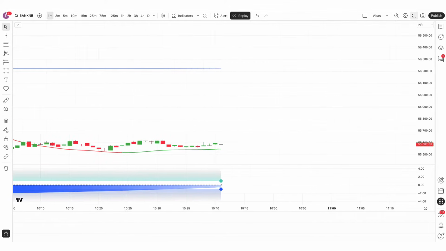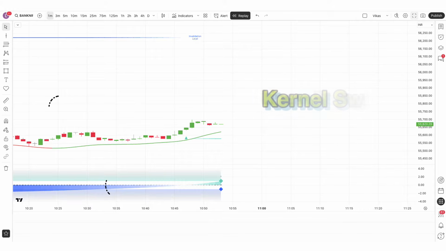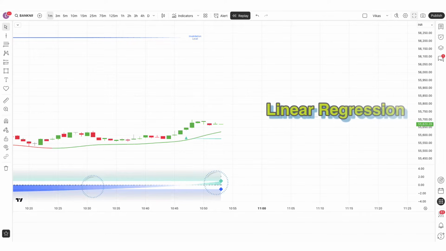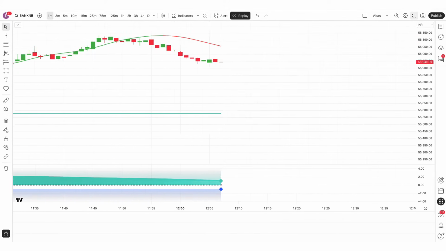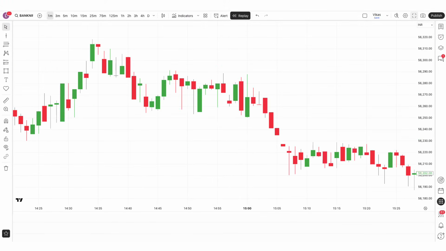First of all, let us know about trading tools. The green and red color lines indicator we see in the chart is the kernel switch indicator. The cyan and blue color area indicator we see in the chart is the linear regression indicator. Now we tell you how we want to trade. Let's start the video. We open the Bank Nifty 1-minute chart. This strategy works well on the 1-minute time frame, as this strategy is unique as no one has ever told you about it before. Let us now understand the trading setup.